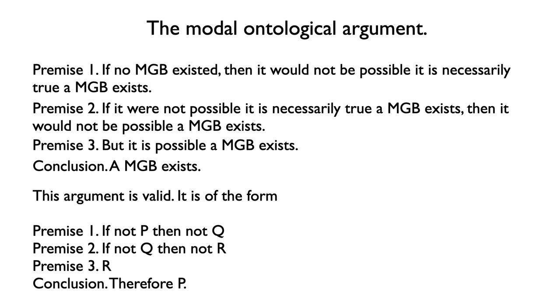So this argument is valid. Really, it has to be valid because it's equivalent to our original argument, but let's check it separately anyways. The form of this argument is premise 1, if not P, then not Q. Premise 2, if not Q, then not R. Premise 3, R. Therefore, conclusion, P.